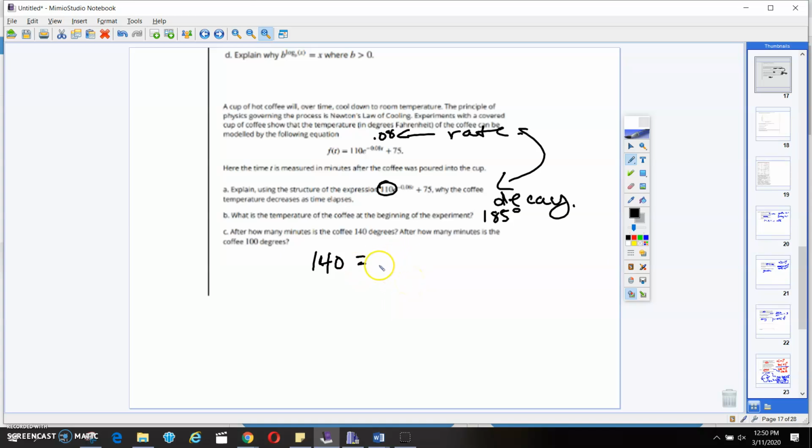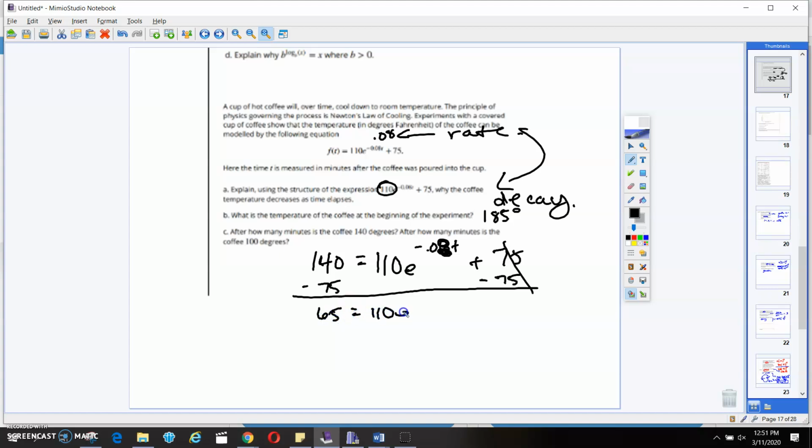So you're going to take this and set it equal to, I think that says 0.0. No, that's 0.08. Sorry, I can't see worth a lick. Okay, so we're going to set this equal to 140 and we're going to solve. So we're going to subtract 75 from both sides. And that's going to give us 65 equals 110 e to the negative 0.08t, right? We're going to divide by 110 on both sides.